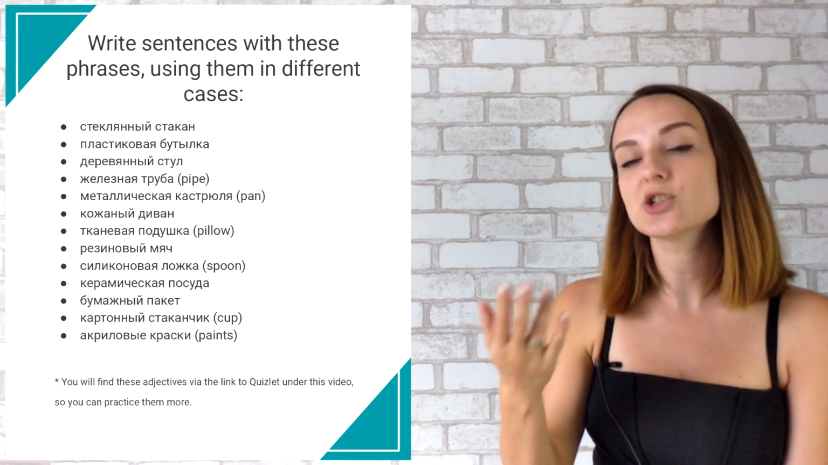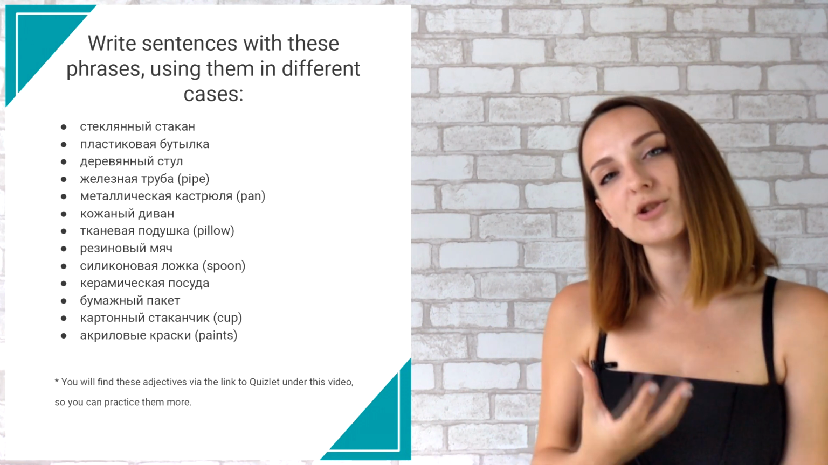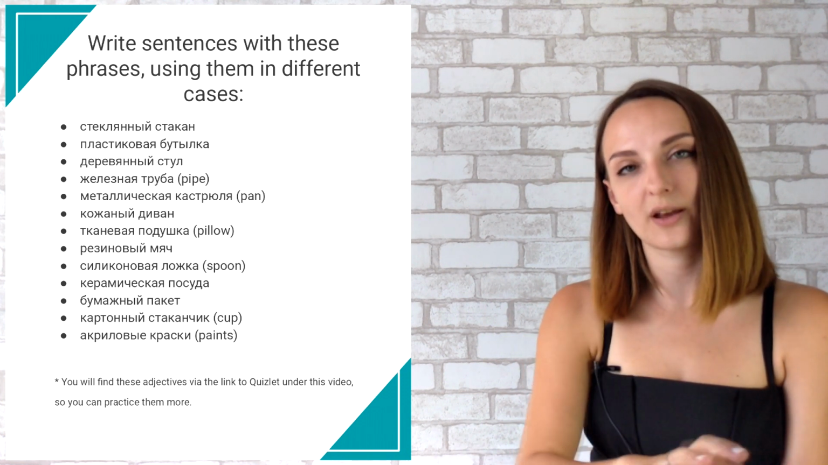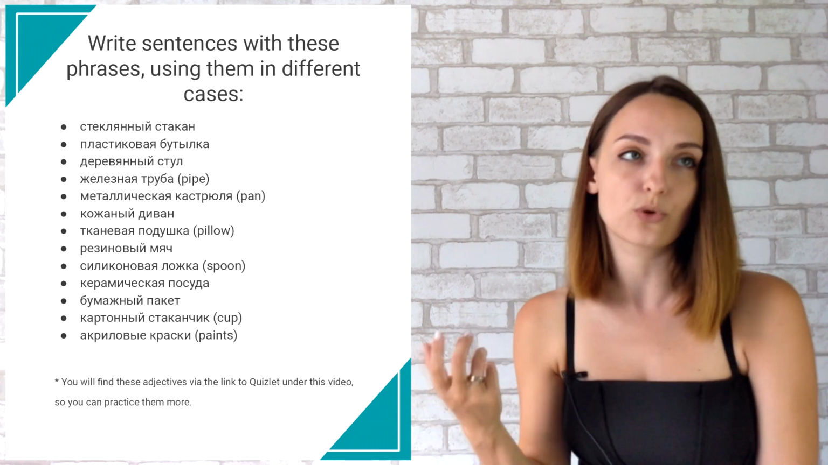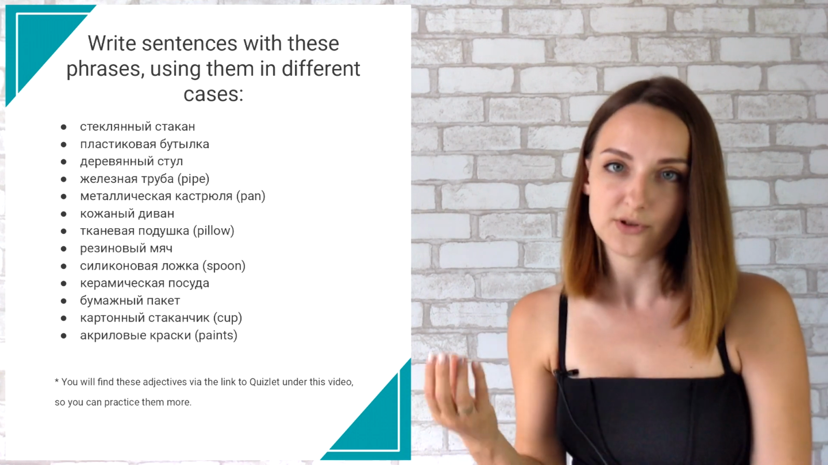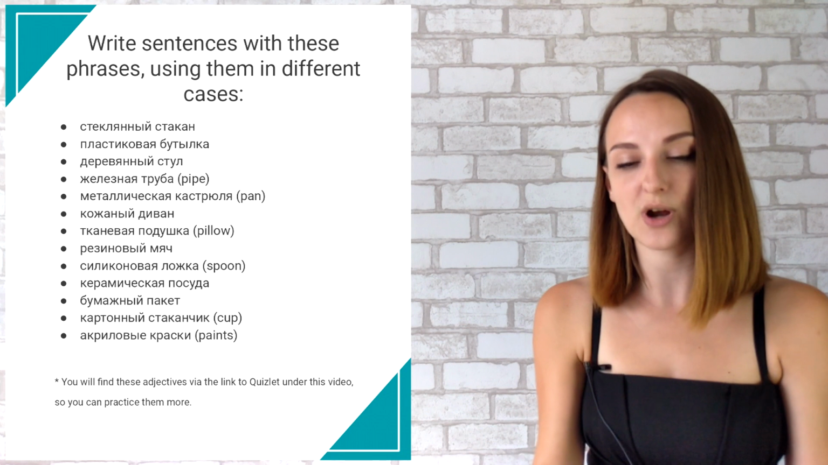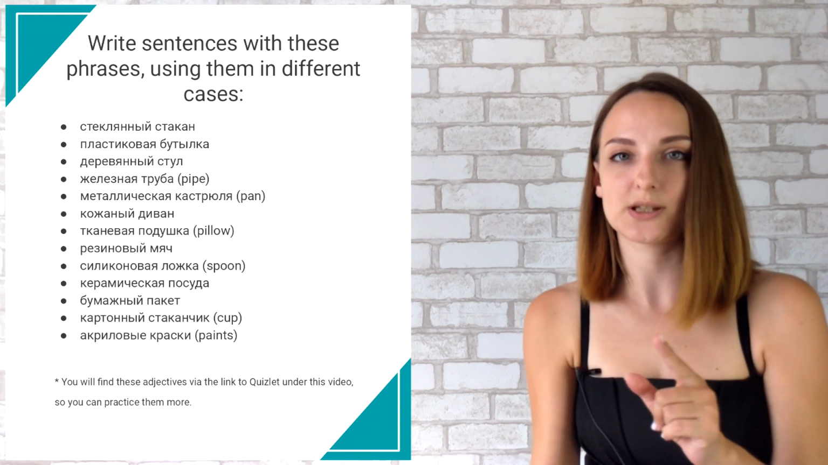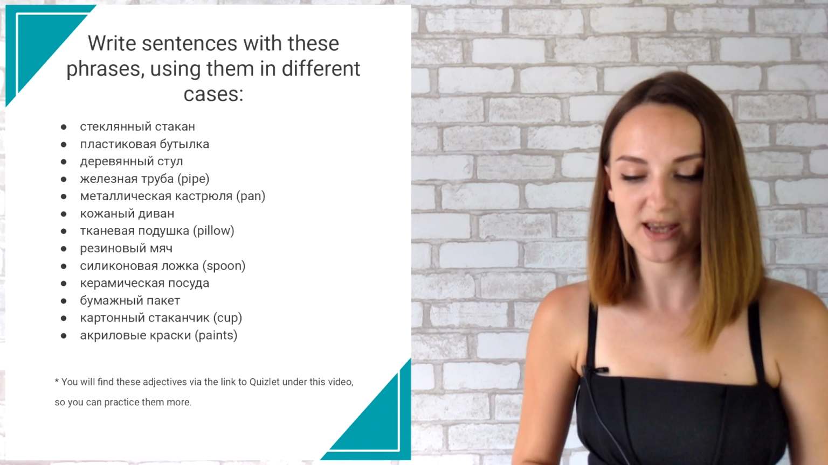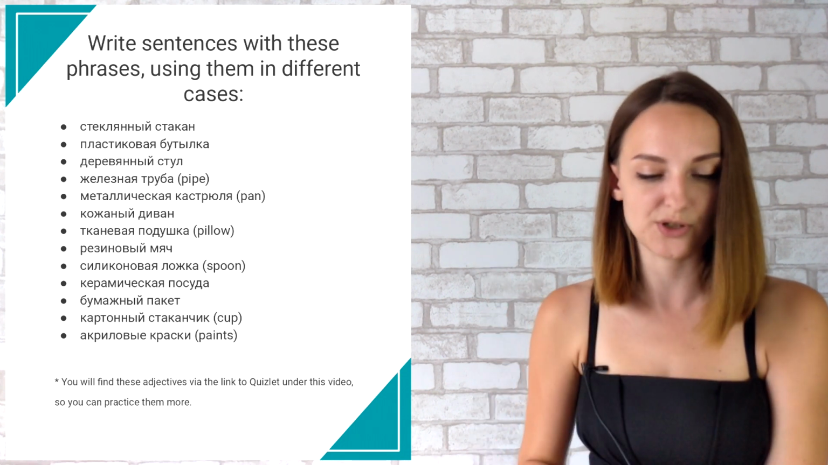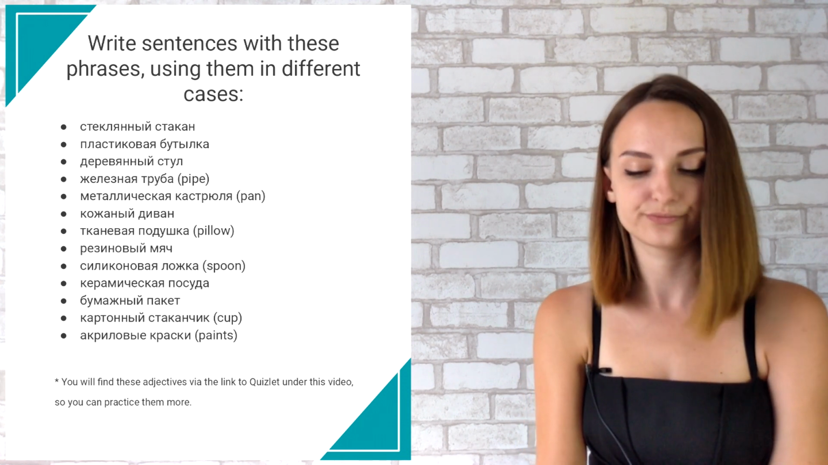So you have a list of these adjectives with which you need to make your own sentences. And try to use these phrases in different cases. Not only in accusative or in nominative, but in genitive, in dative, and so on. Just turn on your fantasy and try to write at least one sentence, better a few of them, with each of these collocations. Okay? So stop the video, write these sentences and go back to me.